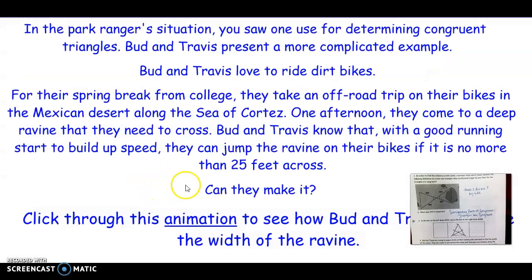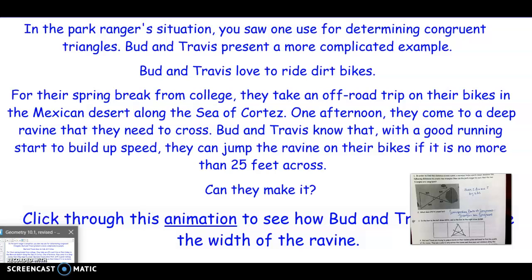So we're going to look at a different situation than the park ranger. We were able to use congruent triangles in the park ranger situation, and we're going to use it again, but this one's a little more complicated of an example. So this one uses Bud and Travis, who love to ride dirt bikes. And so you may think, okay, this is a little far-fetched. I'm not sure they would really do this, but let's just assume that Bud and Travis are math lovers, and so they are going to use it in this situation.